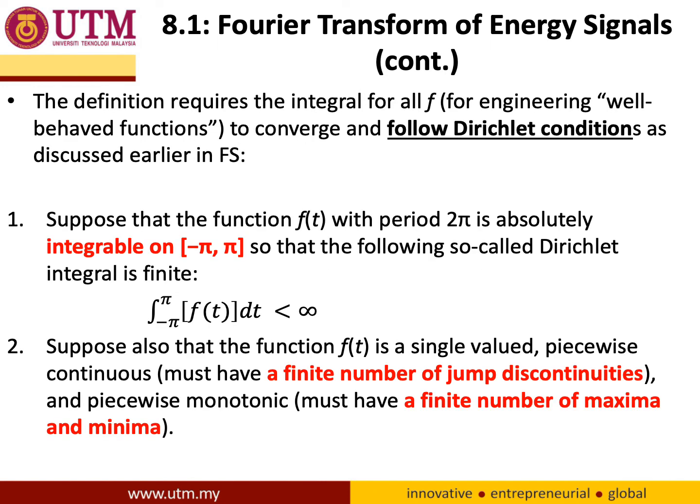Let us continue with the definition of Fourier transform. The definition requires the integral for all functions, for engineering well-behaved functions, to converge and follow Dirichlet conditions as discussed earlier in Fourier series. So therefore it applies to Fourier transform as well. There are two. First, it has to be integrable over minus pi to pi. This is for finite. And suppose that the signal is single valued and piecewise continuous. It has a finite number of jump discontinuities and must have a finite number of maxima and minima.